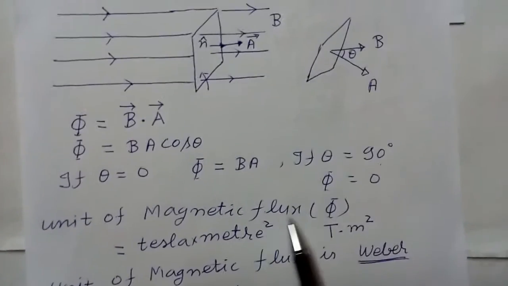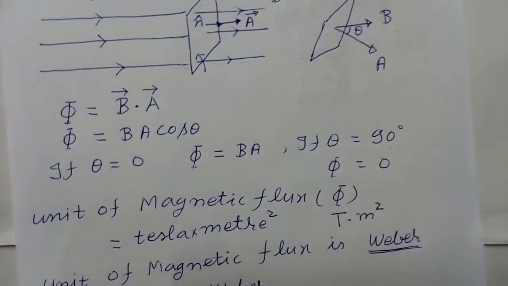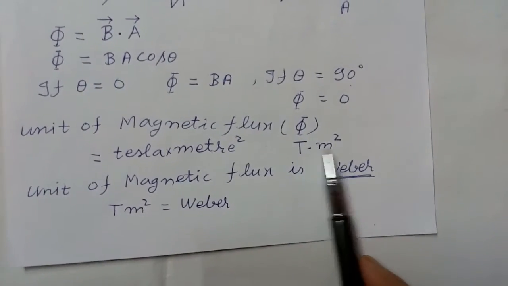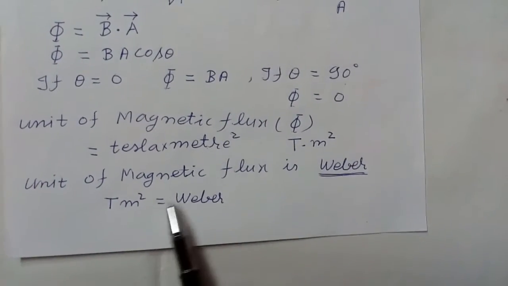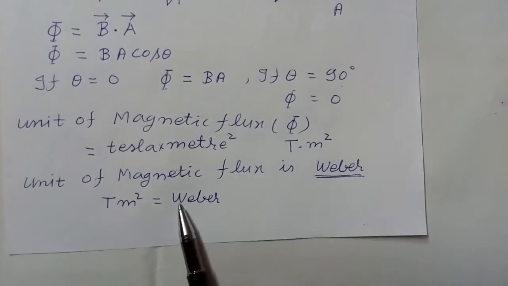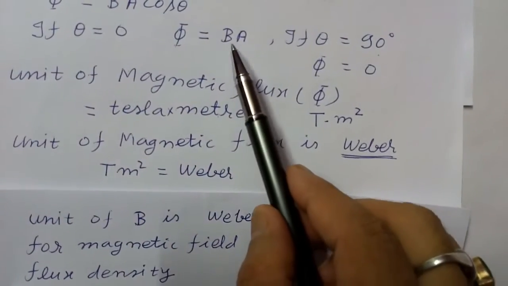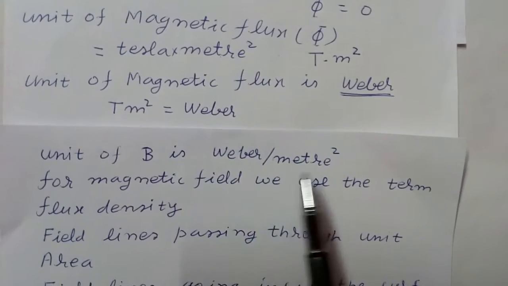Now unit of magnetic flux phi is equal to Tesla meter square, because phi is equal to B into A. In short it is written as T meter square. Now unit of magnetic flux is Weber also. For Tesla meter square we also write Weber. Now from here we may write B is equal to phi upon A. So unit of B is Weber per meter square also.